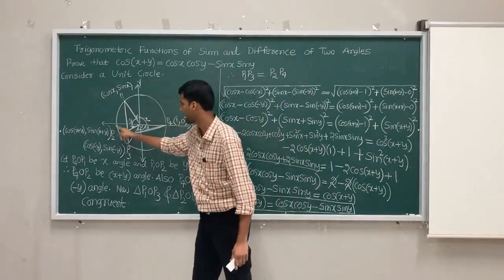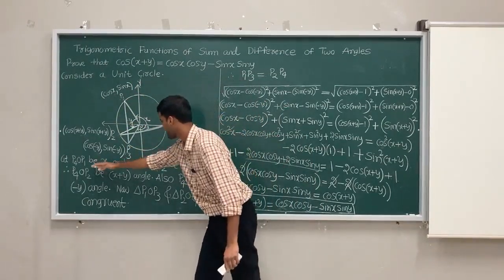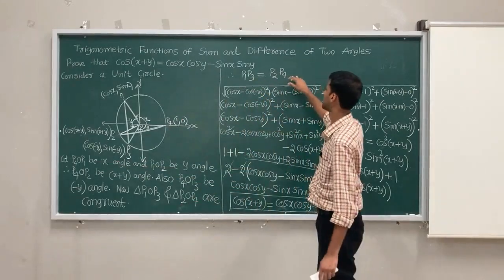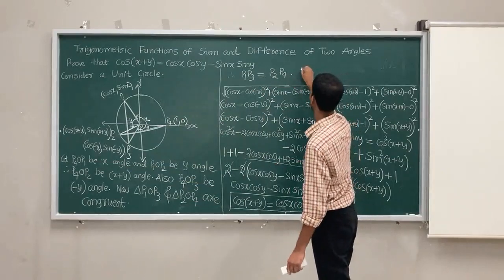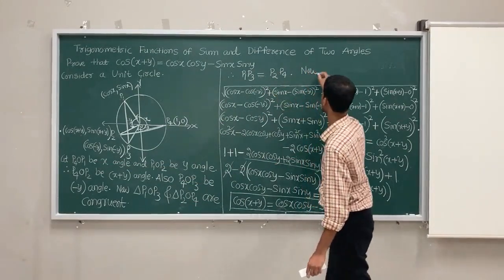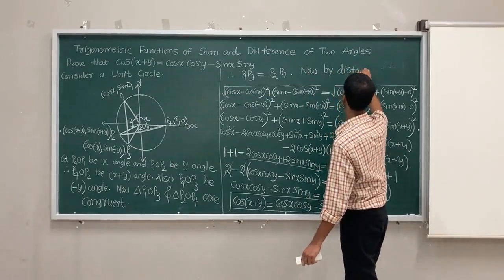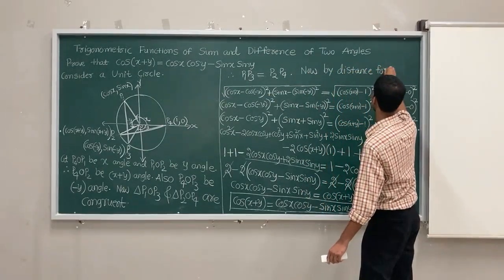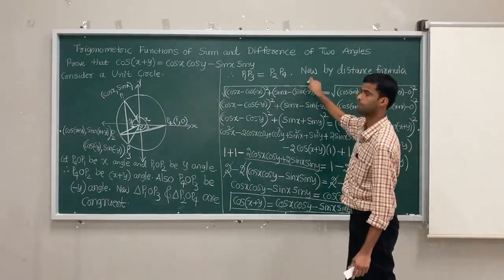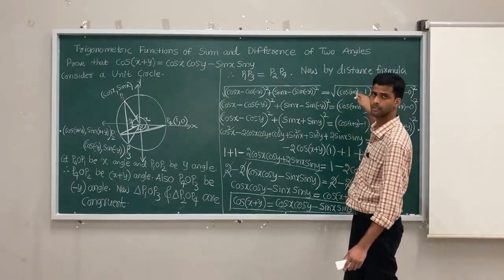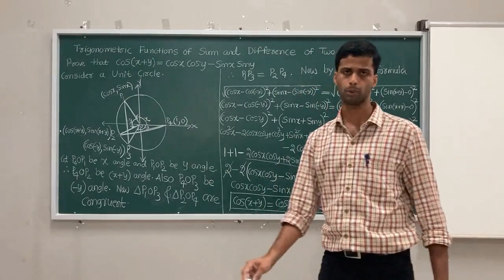So draw neatly a circle, then mention its coordinate points, then below the diagram you write this thing, then use P1 P3. Then if you want, write one more step below this. Now by distance formula, below this you write this step. Okay, so conclude in the end. So that's about derivation of cos of x plus y.